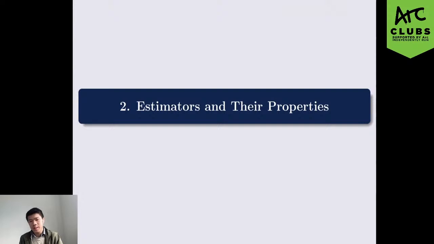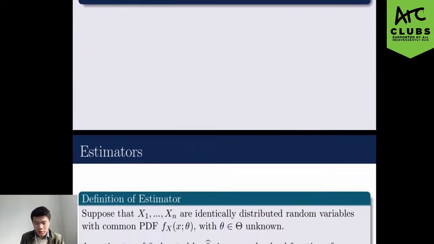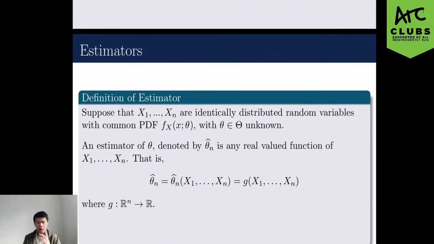Now we're going to look at estimators. So this is a new kind of concept, but let's just start with the setup. So we've got X1 down to Xn, that they're identically distributed random variables, and they have a common PDF. And what is this notation? Well, remember before when we had our gamma alpha, beta distribution? Basically, this is a distribution that depends on two parameters, so like two variables, right?